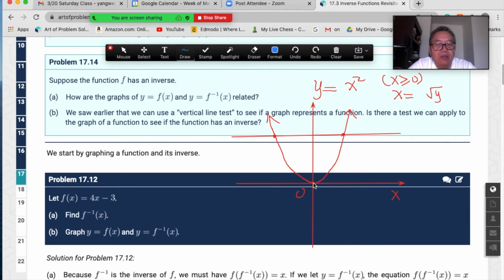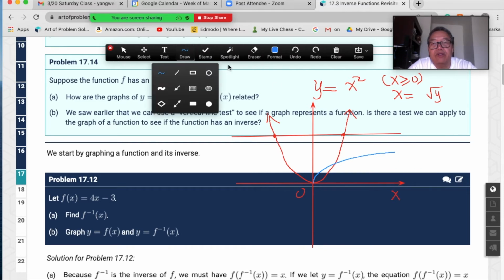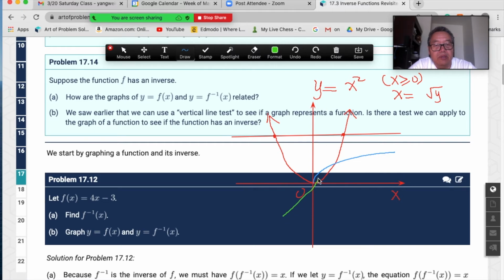The inverse function will look something like this, okay? Then if you draw this, oh no, we need to use a line. You can draw, okay? You can say this branch, when we limit x greater or equal to 0, we only have this branch, right?